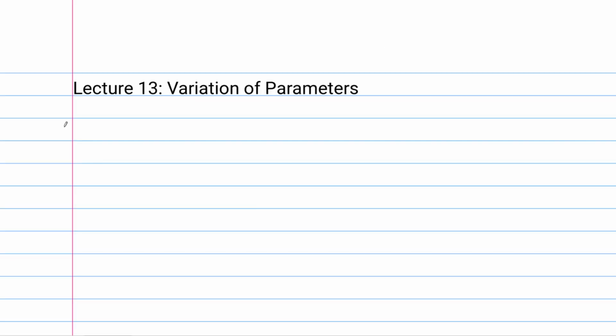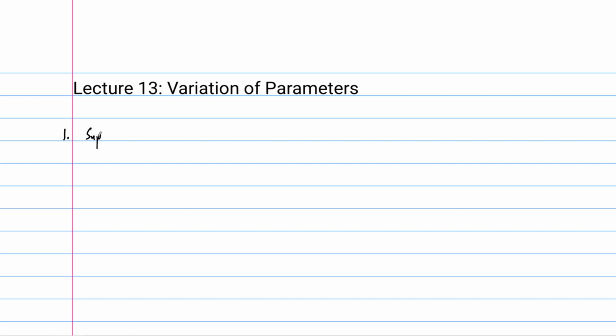Hi everyone, welcome into lecture number 13 of differential equations. This lecture is on the variation of parameters method for solving a non-homogeneous second order linear differential equation. So let's work through the details of the derivation of this method, and then we'll just do a couple of examples once we understand the method, and we'll go from there.